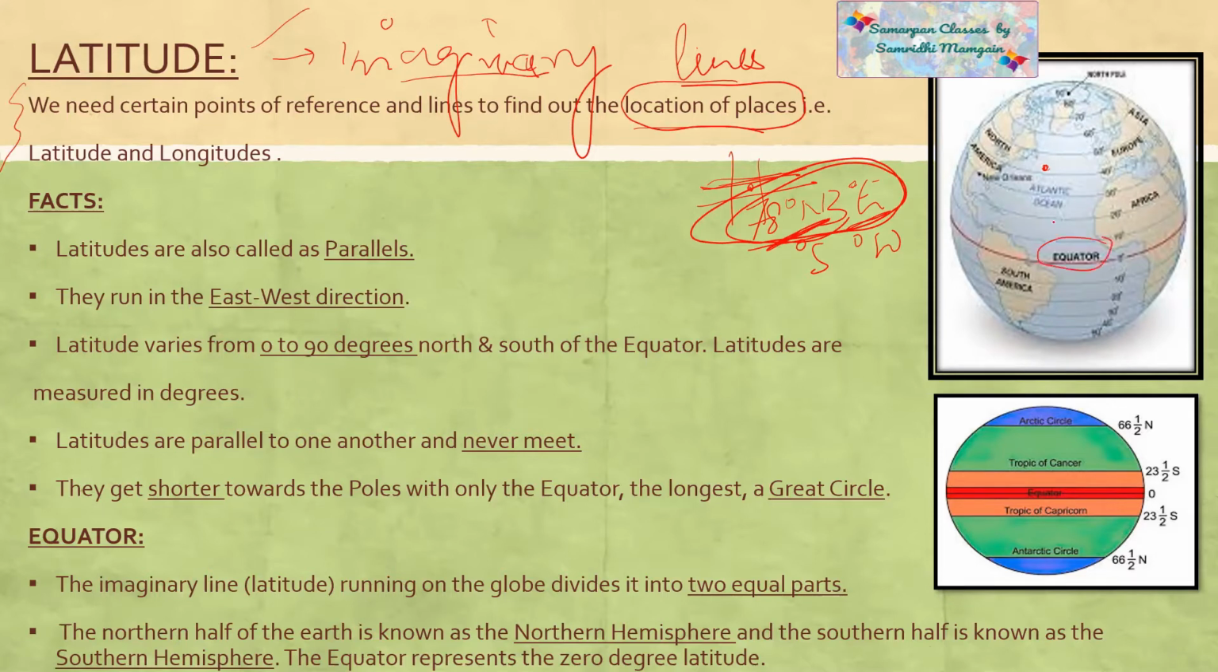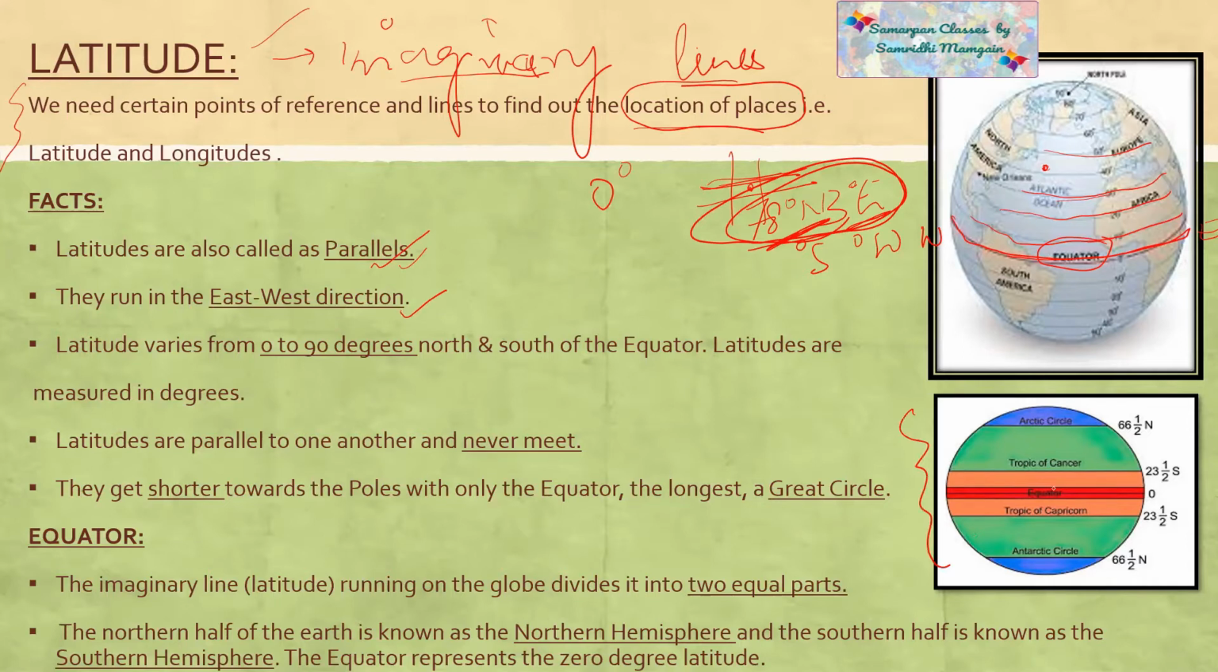Latitude is the equator, which is 0 degrees latitude. We also call latitudes parallels. Why are these called parallel? As you can see in this diagram, all the latitudes are parallel to each other. That means they do not cross each other; they run parallel to each other. The direction is east-west. So you can see the equator: this is west, this is east. All the latitudes run from east to west.